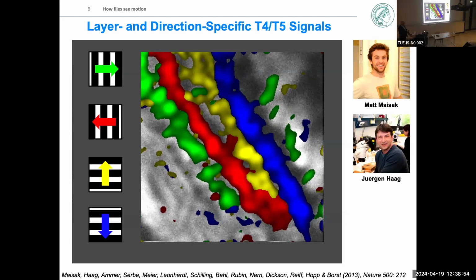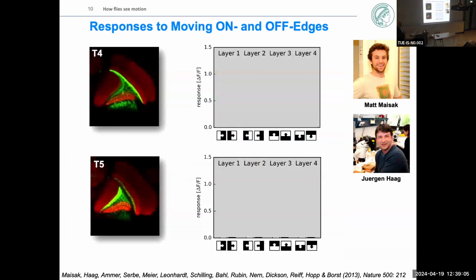Now, this says something about the T4 and the T5 cells, but what is the difference between the T4 and the T5 cells? For that, we had to switch from grating motion to edge motion and present bright and dark edges. And we also had to have driver lines specific for T4 and for T5 cells, which again, we got from our colleagues at Janelia Farm.